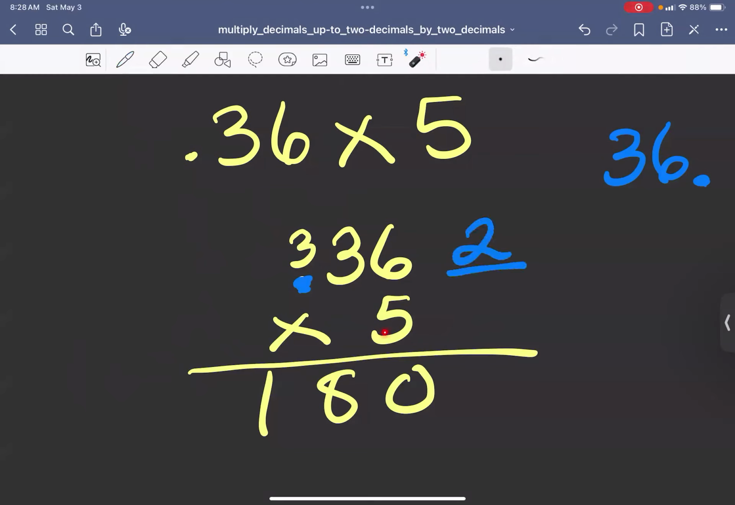For the number 5, it's right here. It's invisible. It wasn't moved anytime. So 0. So the decimal was moved a total of 2 times. So that means in our answer, we need to move the decimal 2 times. So 1, 2. So our answer is 1.8.